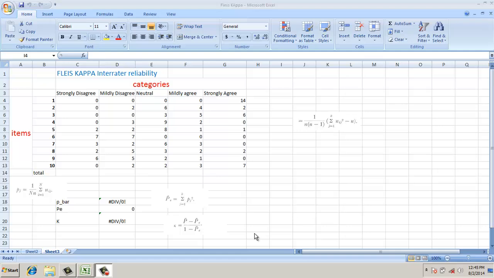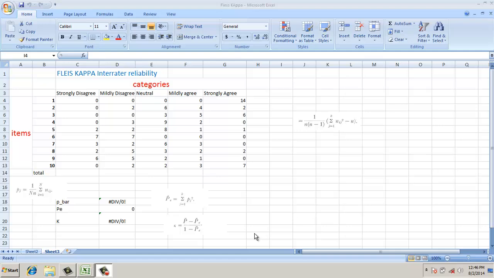Now here, in this example, you have 10 items. On the horizontal axis we have the categories, for example, a rater's response from strongly disagree that the item is clear to strongly agree the item is clear. So in this example we have 5 categories, and one other factor is the number of raters. In this example the number of raters is 14. Let us see how we can calculate the Fleiss Kappa.